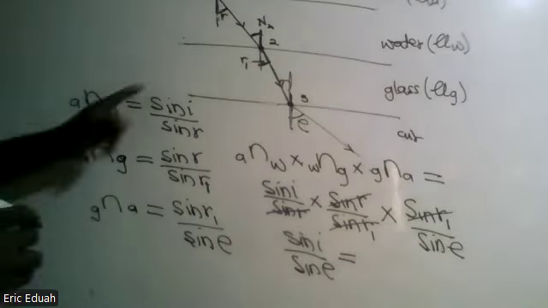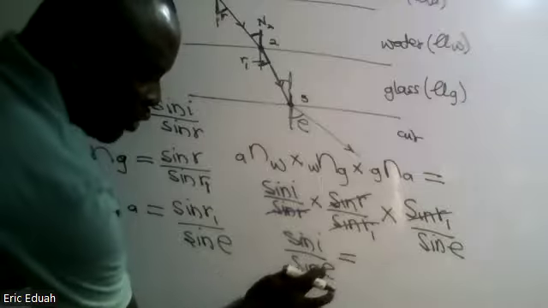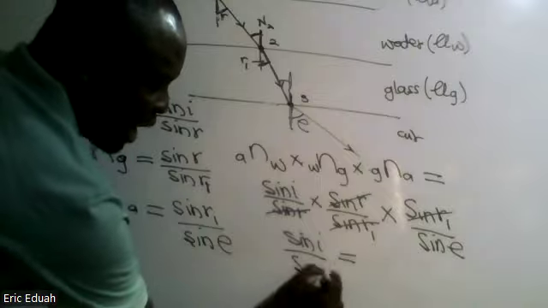We just saw that for refraction at parallel planes or boundaries, I is equal to E, or E is equal to I. So we can change E to I, and the result is equal to 1.